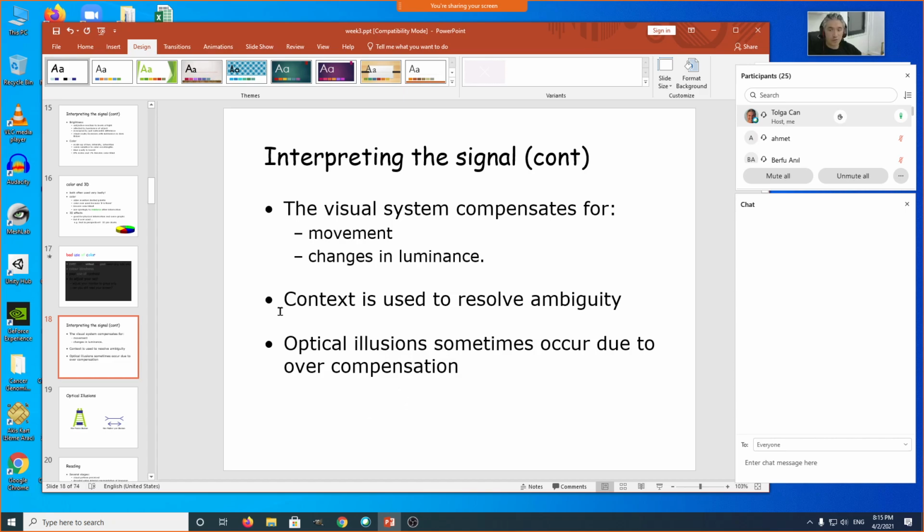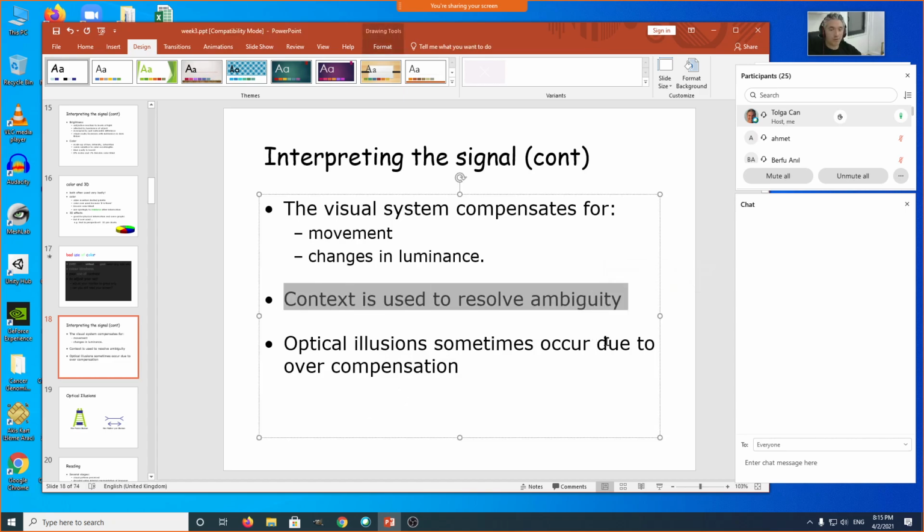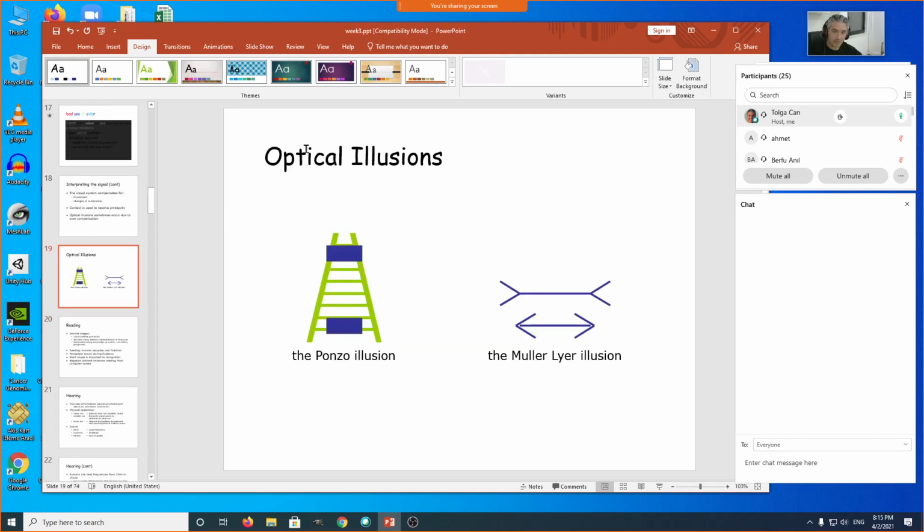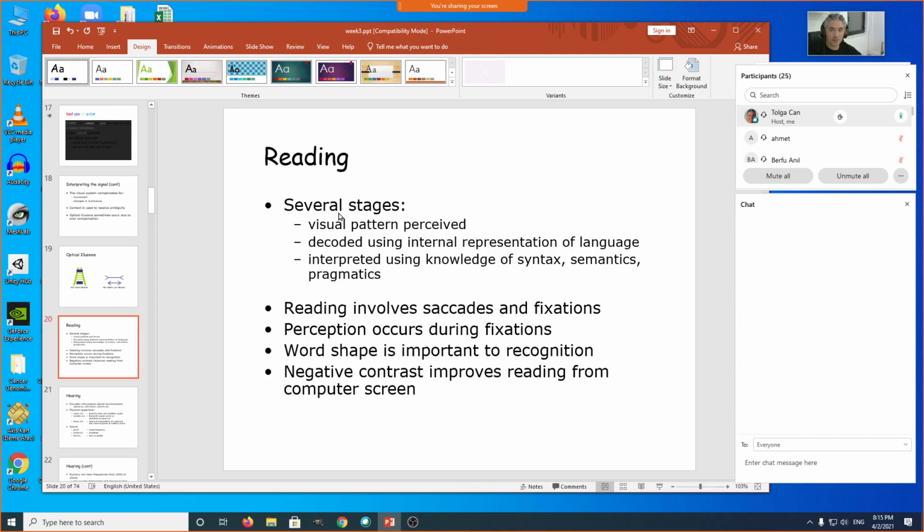And we use context a lot to resolve ambiguities. Our visual system brain compensates for movement, change in luminance. And we may have optical illusions due to overcompensation as well.